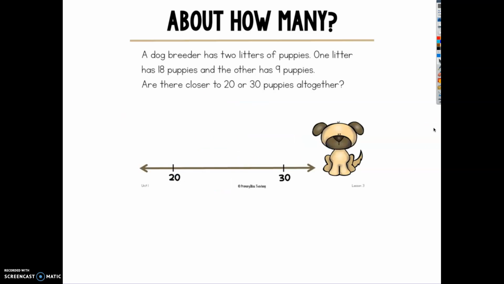A dog breeder has 2 litters of puppies. One litter has 18 puppies and the other has 9 puppies. Are there closer to 20 or 30 puppies altogether? I want you to take a moment and see what you can come up with. What do you think?